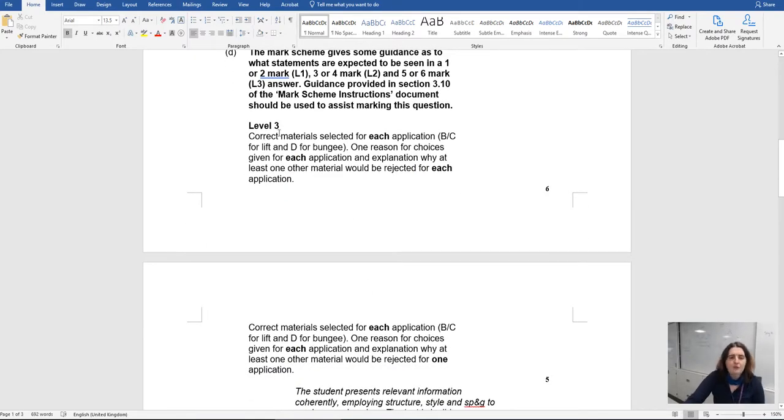So the correct materials selected for each application, so B, C for the lift and D for the bungee. One reason for the choice is given for each application, and an explanation why at least one other material will be rejected for each application. That is a level 3, 6-mark thing here.